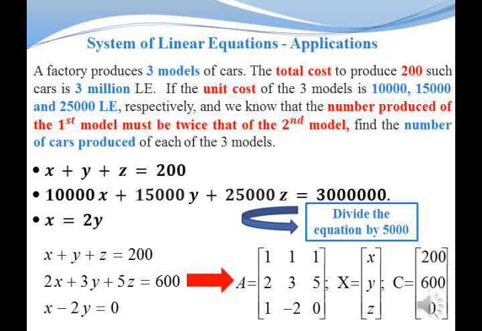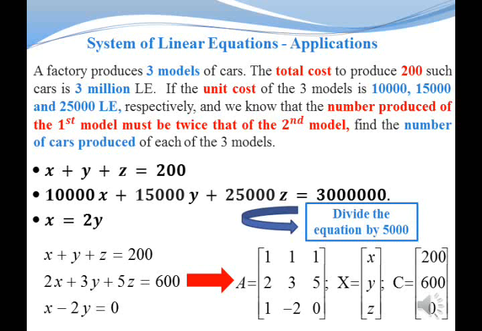Our last equation is obtained from this information. The number produced of the first model, which is x as we defined it, must be twice that of the second model, which is y. So our third equation would be x = 2y. What about z? It will not appear in this equation. And now we have a system of three equations in three unknowns.